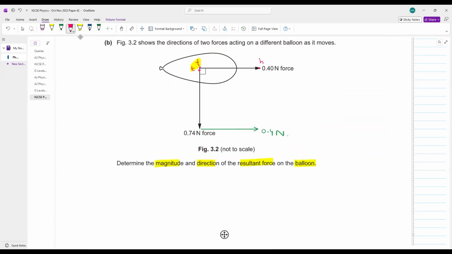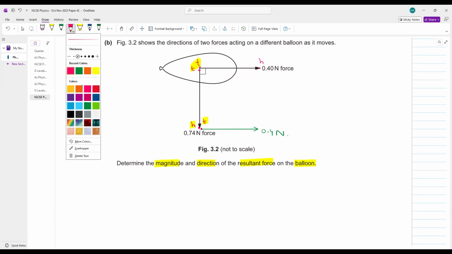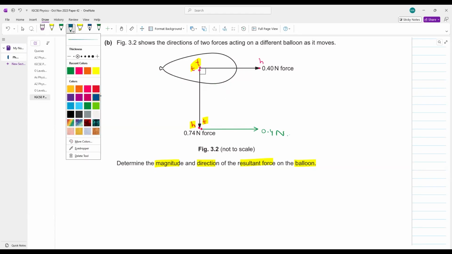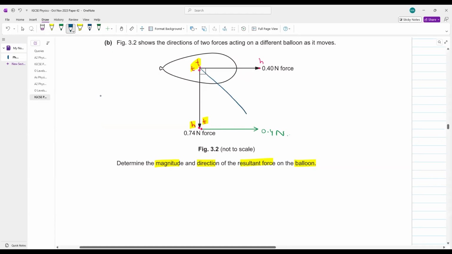Now, if you realize, the head of the 0.47 Newton vector is connected with the tail of the 0.4 Newton vector, so the head-to-tail rule is being satisfied. Can you mark the resultant vector from the tail towards the head? I should have chosen a different color to make sure it differentiates. Let's choose a blue color. From the tail towards the head, this is your resultant vector.